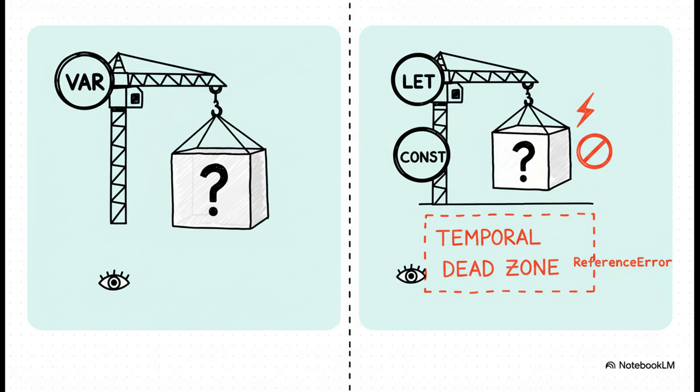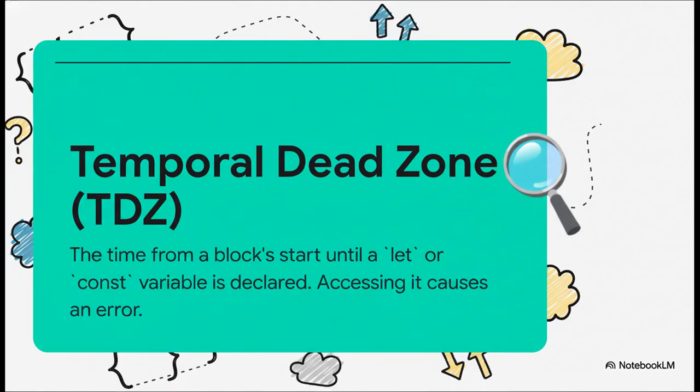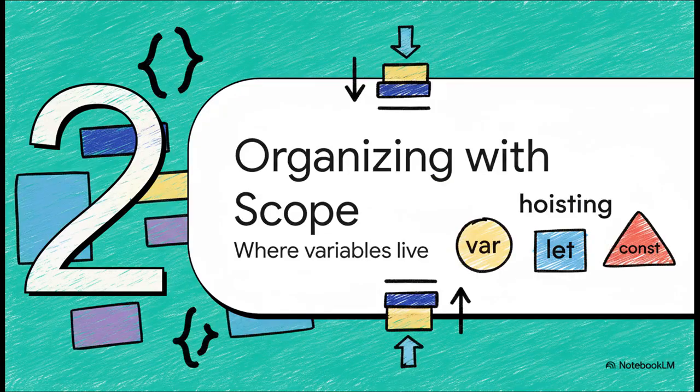It's actually much safer. This state, where a variable is hoisted but not yet ready, has a name, the temporal dead zone, or TDZ for short. It's that tiny window of time from when you enter a scope to the exact line where the let or const variable is declared. This isn't a bug, it's a safety feature. It's designed to stop you from using a variable before it has a proper value. Let's move on to scope and see how all this ties together.